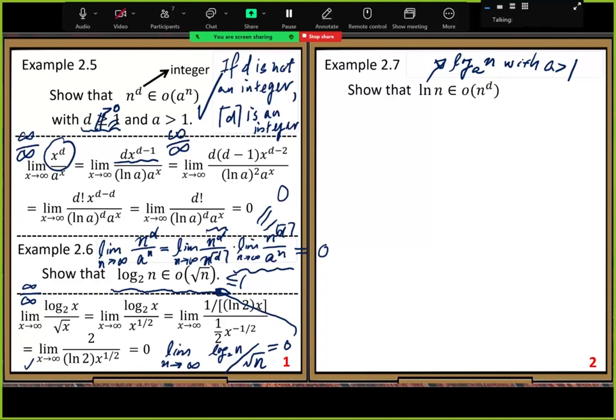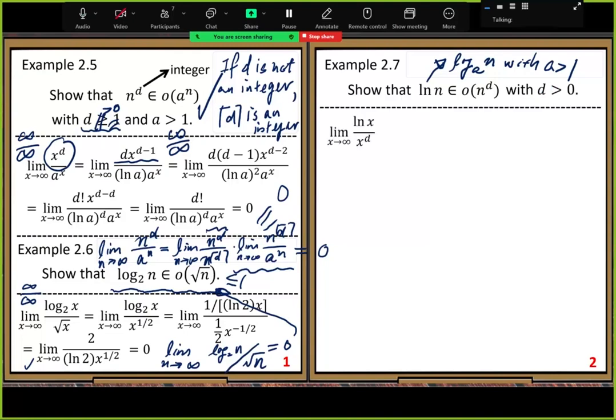And little o of a power function, here n to the d. What's the d? D is the power, d greater than 0. We only require that d is a positive number. Then we have this result. Yeah, so d is positive. Let's prove it.